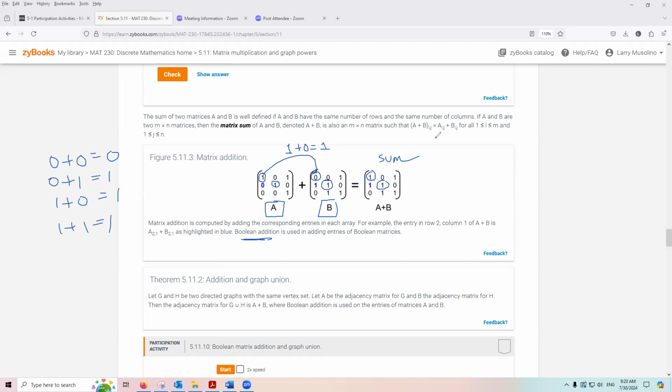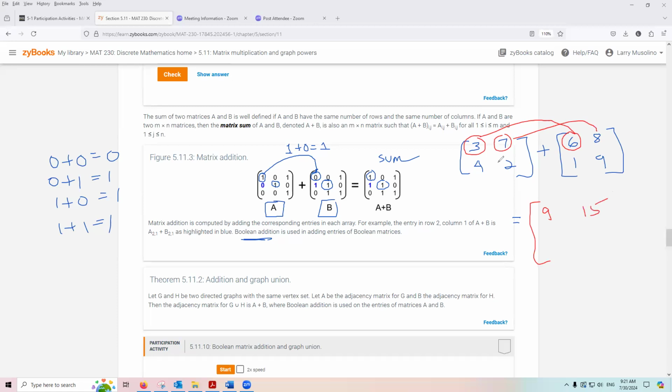What if it was not Boolean? Let me make up another example here. Let me make up 3, 7, 4, 2. And I want to add 6, 8, 1, 9, let's say. To do this addition, I'm just going to add up the corresponding entries. So let me take 3 plus 6. That's going to get me 9. 7 plus 8 is 15. 4 plus 1 is 5. And 2 plus 9 is 11. So here is the sum of these two matrices.